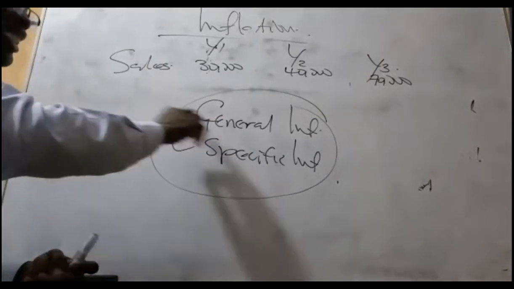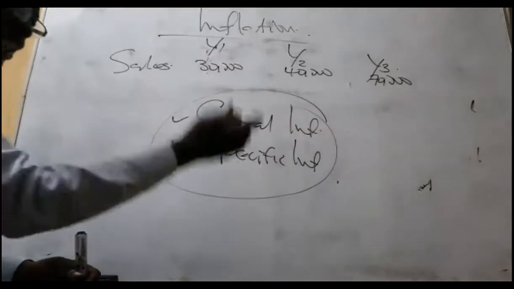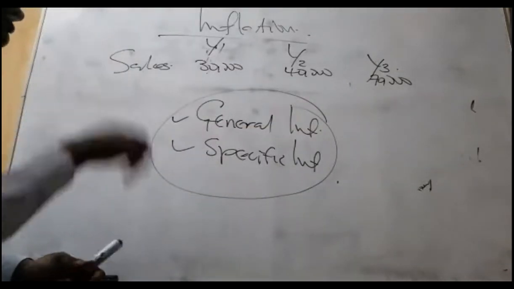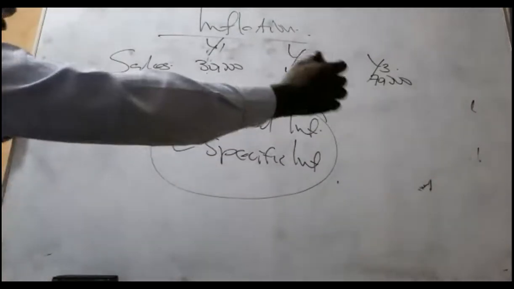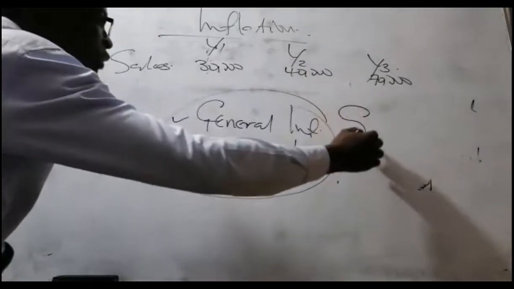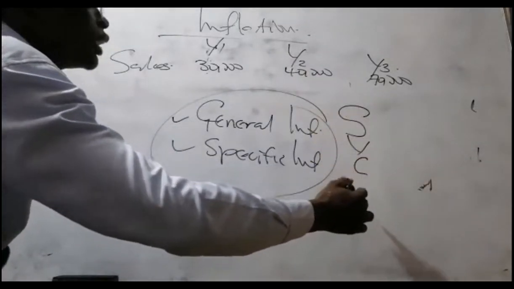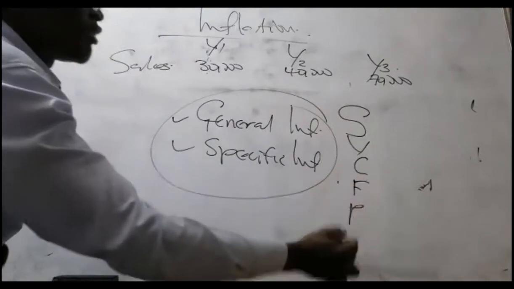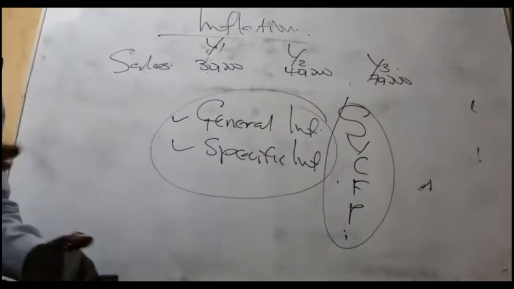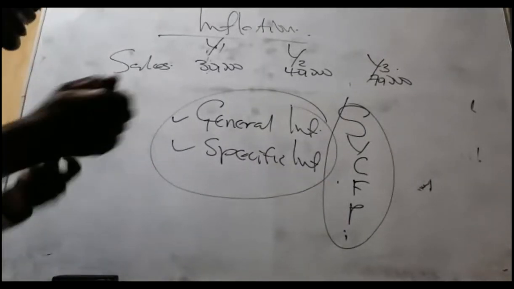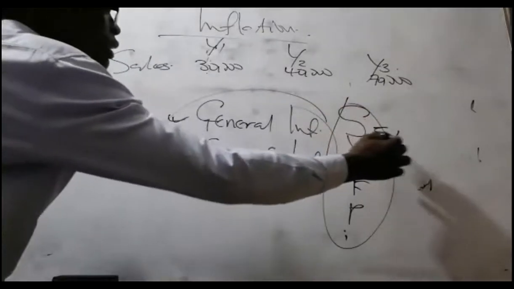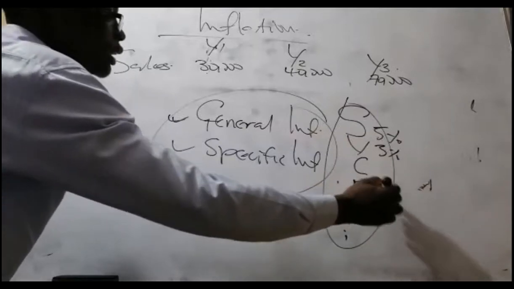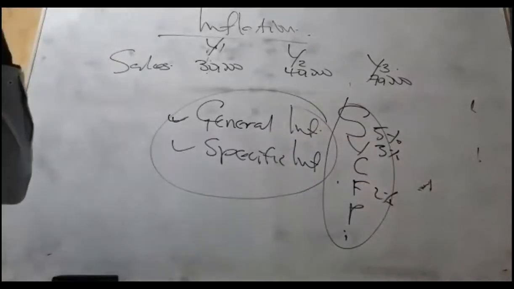In fact, general inflation affects everything. Specific inflation affects only specific items. Have you seen the NPV layout: sales revenue, variable cost, contribution, fixed cost, profit, and all the items? We can inform you that each of them has a different inflation rate. That's what we mean by specific. Maybe sales revenue is 5%, variable cost is 3%, fixed cost is 2%. This is specific inflation.